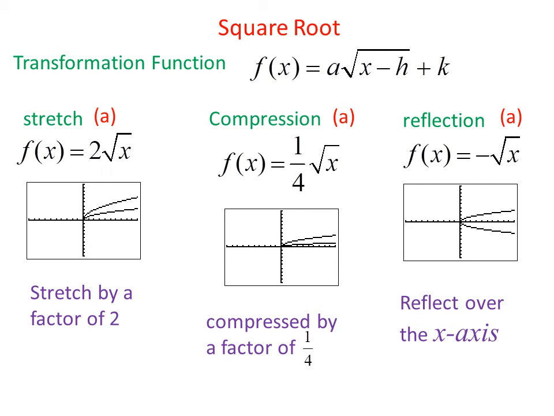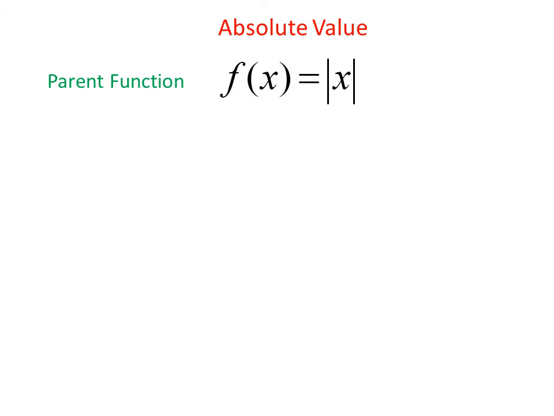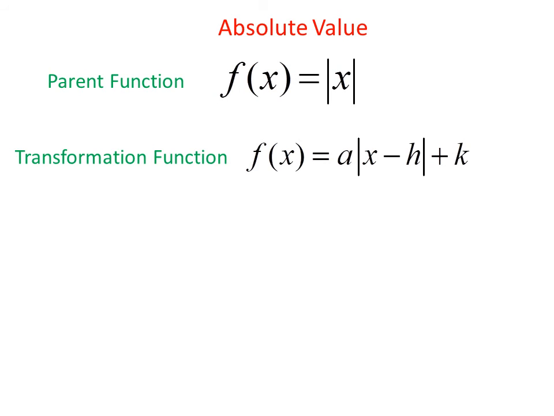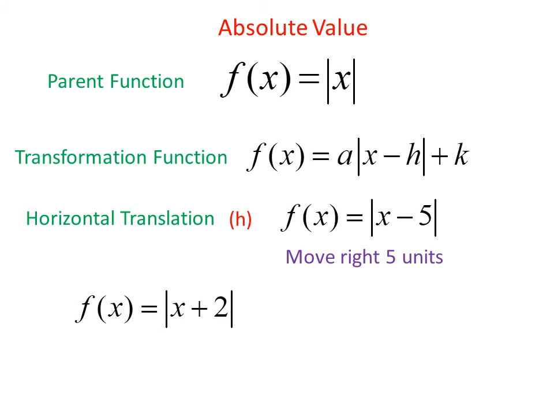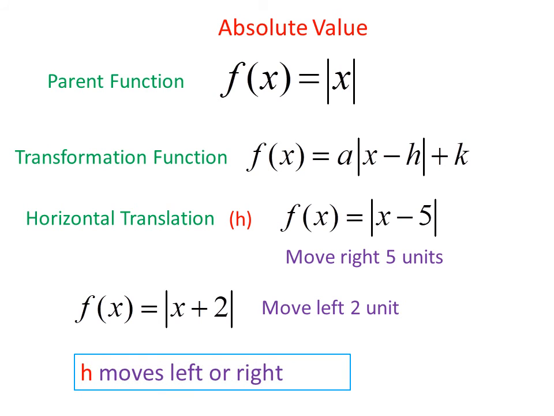And remember that you could have a negative stretch value. So it's going to stretch the values out, but also flip everything over. Here's our absolute value function and its transformation function: a times the absolute value of x minus h, plus k, where h is our horizontal translation, moving 5 units to the right or 2 units to the left.